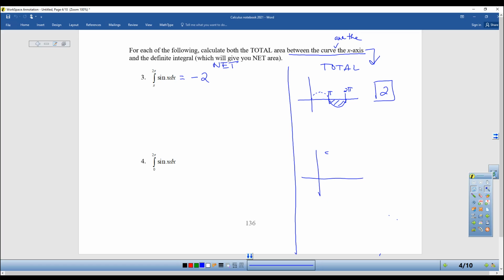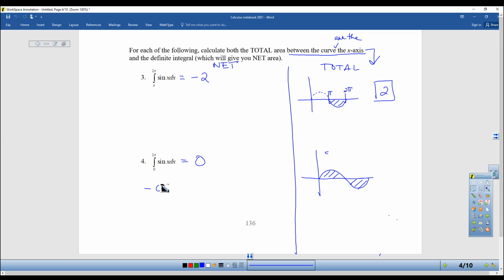Total area always has to be drawn. An integral doesn't need a drawing. You can just do the math. But a total area needs a drawing. So I'm going to go from 0 to 2 pi. What is that integral? If you did this integral out, what would you get? You're going to get 0, because this integral is calculating the net area and gave this a positive 2 and this a negative 2, and it came out to be 0.